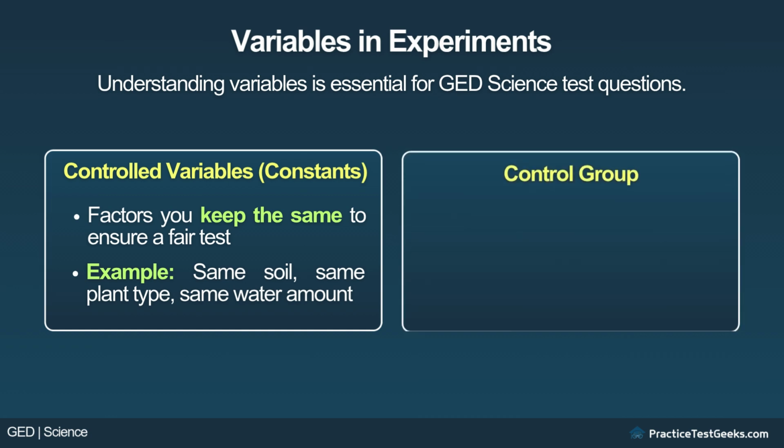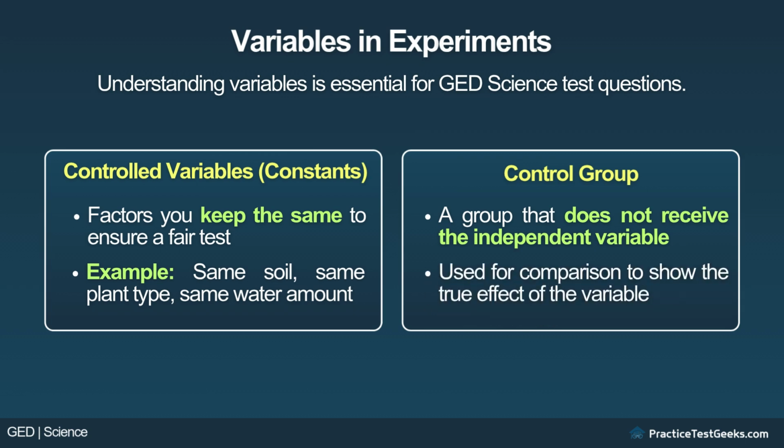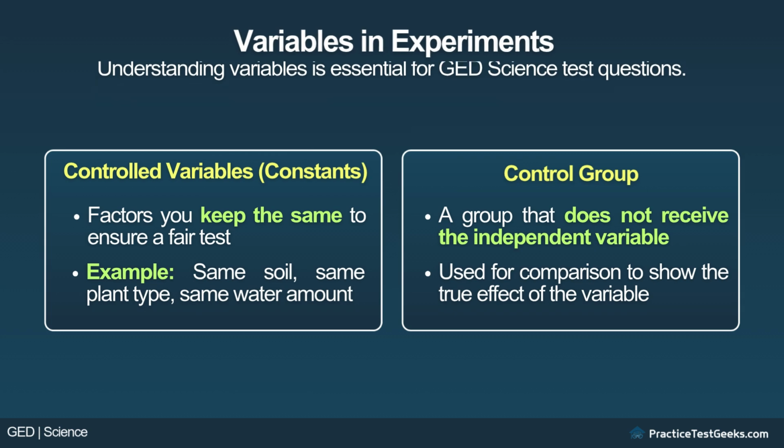Lastly, there's the control group, a group in the experiment that does not receive the independent variable. This group serves as a comparison to show whether the independent variable truly had an effect. Understanding these 4 types of variables will help you answer many GED science questions with confidence.